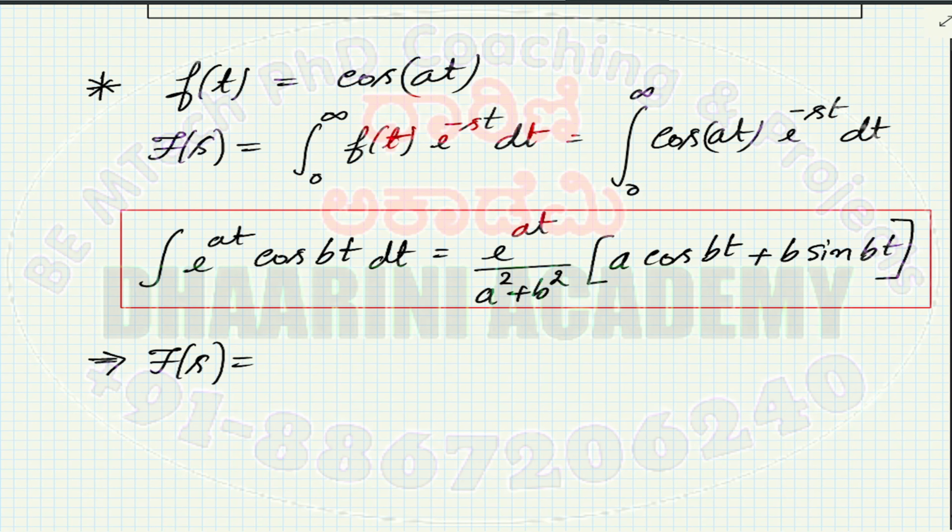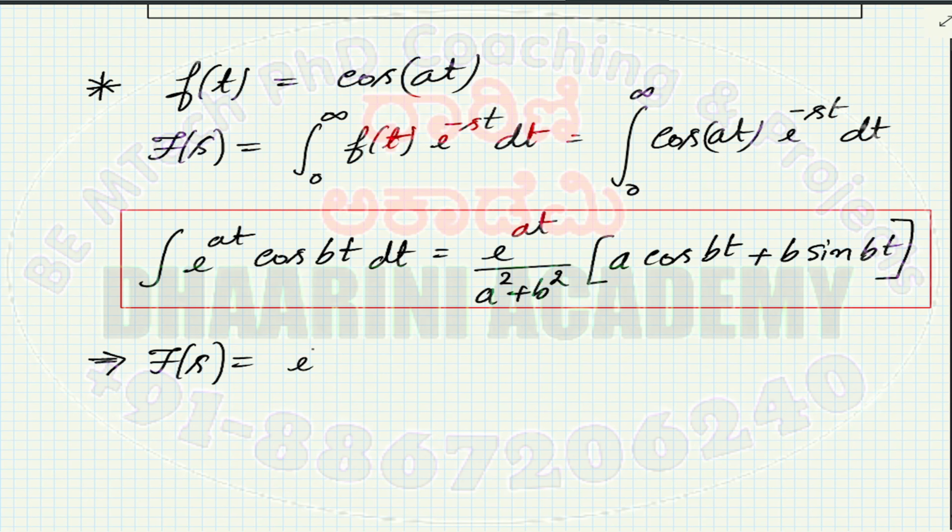So comparing this with the standard integration with our Laplace transform equation, I can say that in place of a I have minus s, and in place of b I have a. So that's the change which I need to focus on when I write the equation. So f of s is equal to, this is e to the at as per the equation, but a is equal to minus s for me.